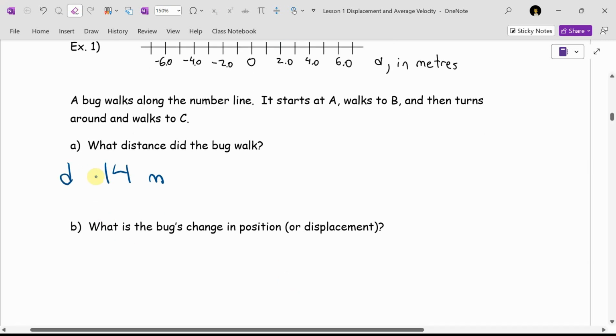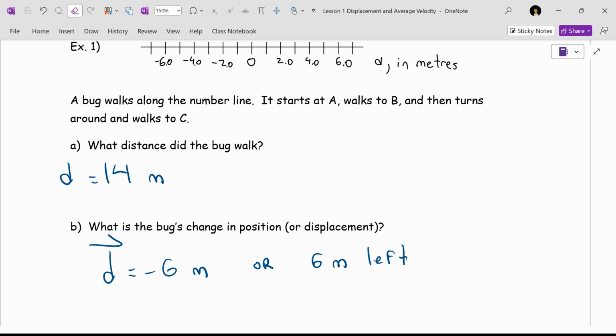So I'm going to go d equals 14, no vector sign. d with a vector sign equals -6 meters, or you could say 6 meters left. I won't mark that wrong. Which one's less writing? What I would mark wrong is if you said -6 left. I would argue negative left is technically right, not left. So don't use double negatives because it's confusing.